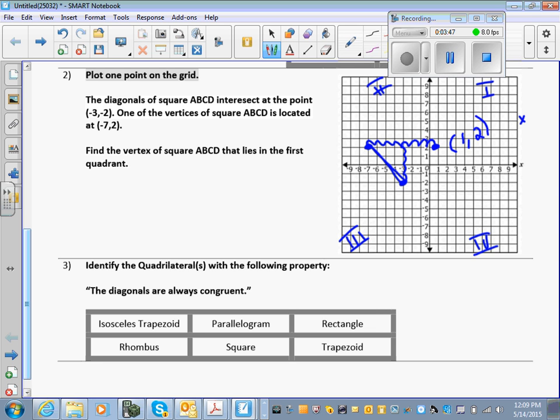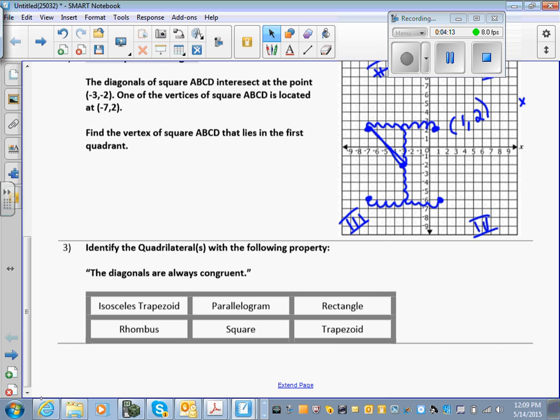And if they ask you to find the other coordinates, it's the same thing. Go down 4. So I'll do 1, 2, 3, 4. 1, 2, 3, 4. So this is in the 3rd quadrant. 4, 1, 2, 3, 4. This is going to be in the 4th quadrant. So those are your coordinates, but it only asks you to find what it will be in the first quadrant. All right, number 3.